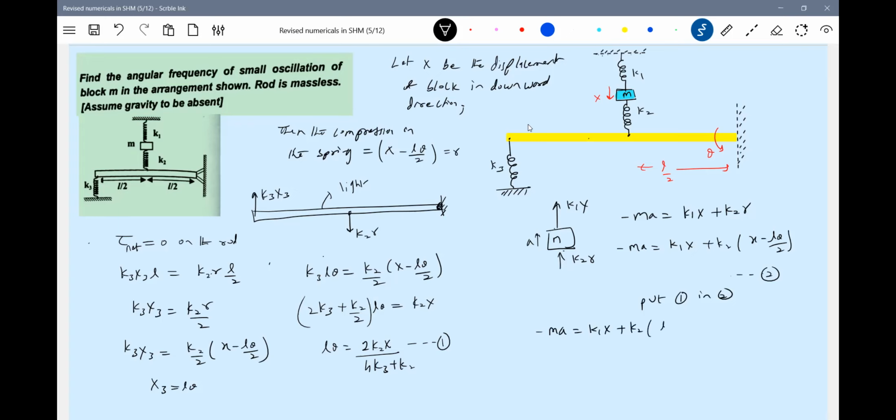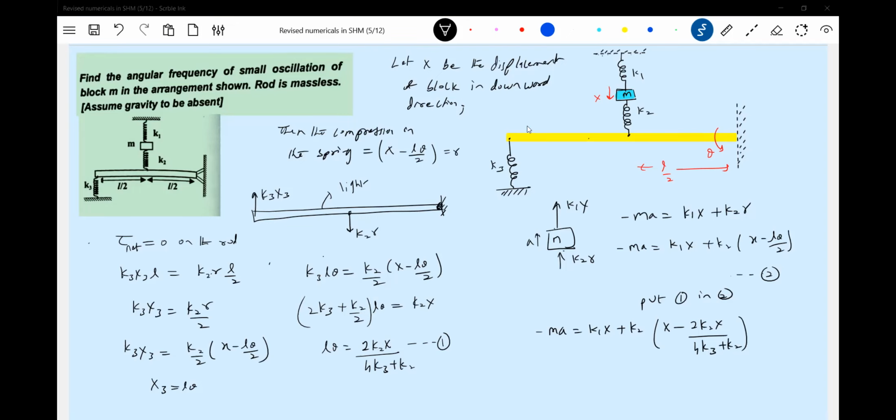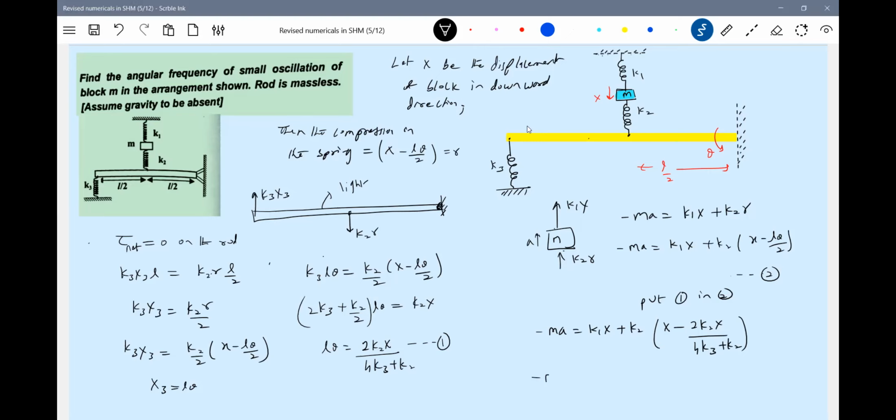K2 x minus 2K2x, 4K3 plus K2. So solve for now. Energy method, try it, you'll be in very big trouble. Otherwise, I have proposed it. So it's not that you will not get the answer, but you have to struggle a lot.